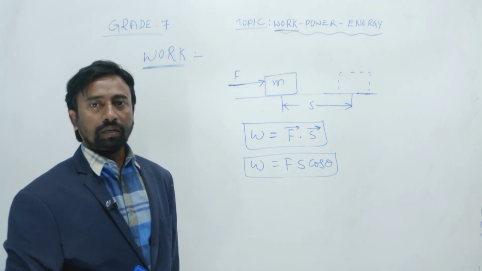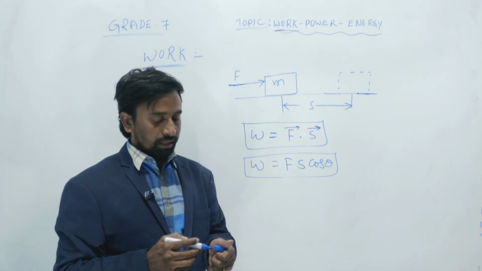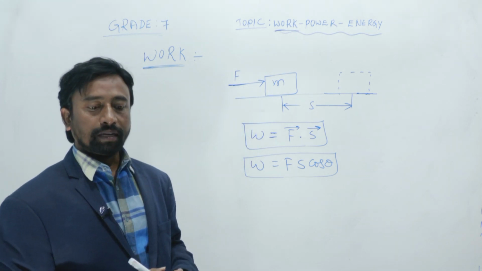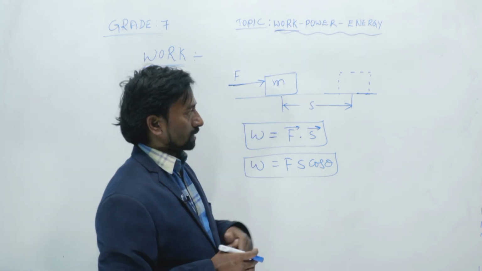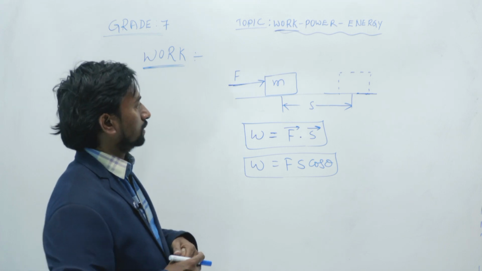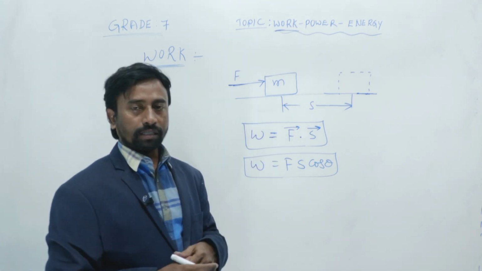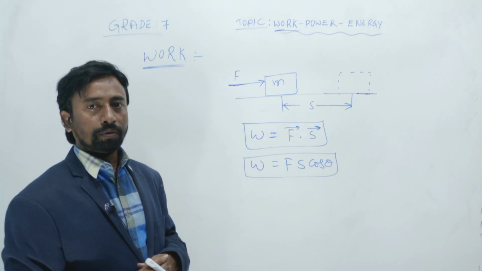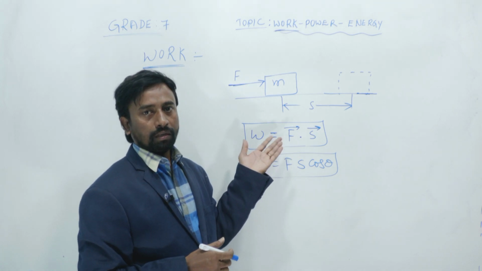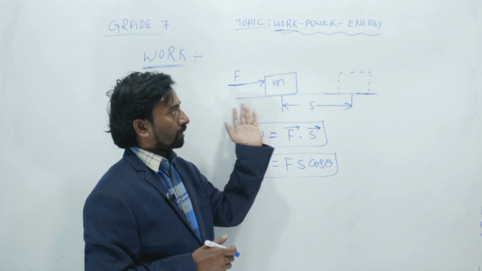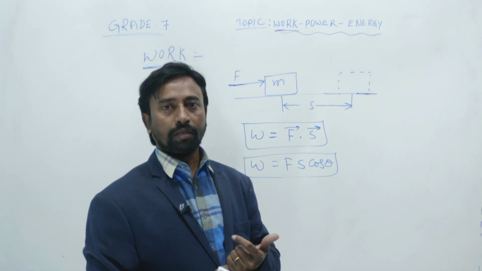So here now the work done can be defined as: work is said to be done on a body when there is a displacement when the force is applied. The displacement may be in the direction of the applied force, or it may be in the opposite direction of the applied force. But if the force is applied on the body, a displacement has to take place there. If there is no displacement, then there is no work done.